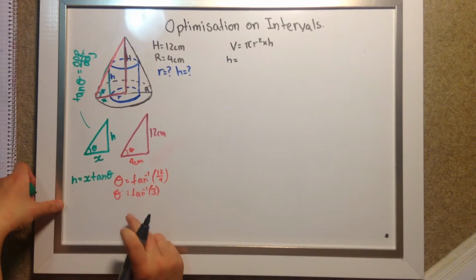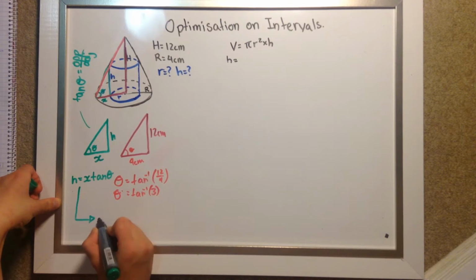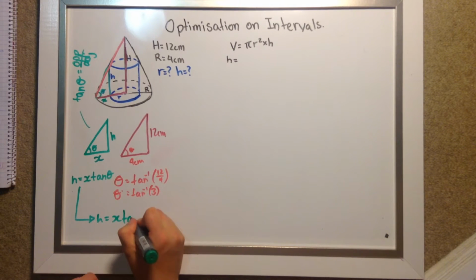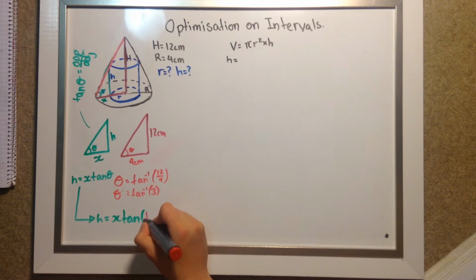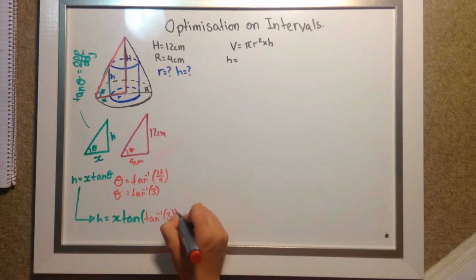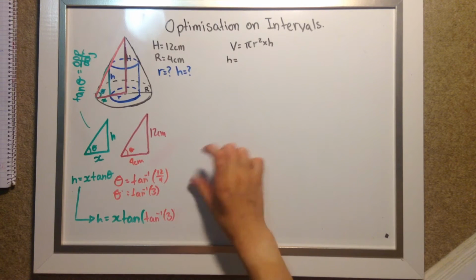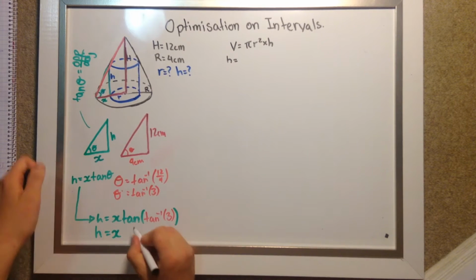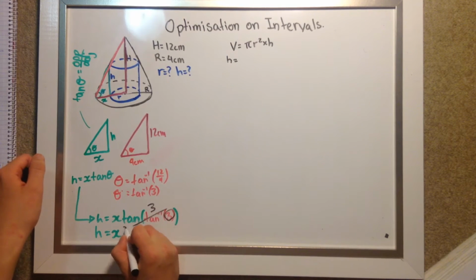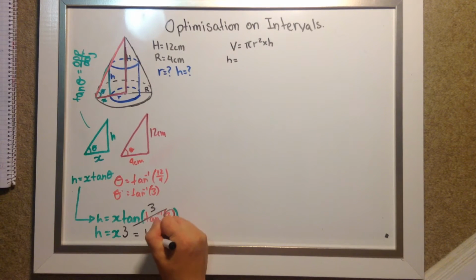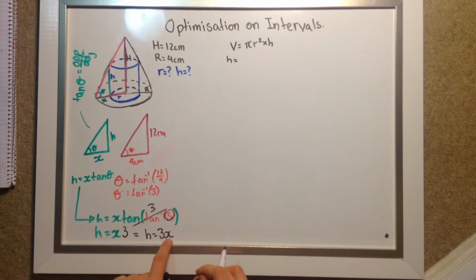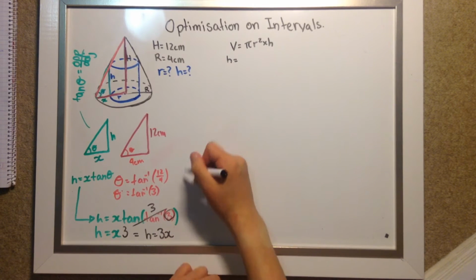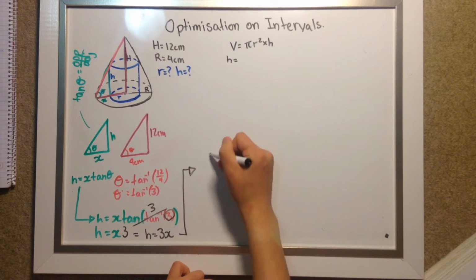So theta is actually equal to tan inverse 3. So we have h is equal to x tan of tan inverse 3. But these two are going to cancel out. So we will get the expression h is equal to x times 3, because there's a 3 here. That's h is equal to 3x. But x is not r, so that's a problem, but we can easily fix that.